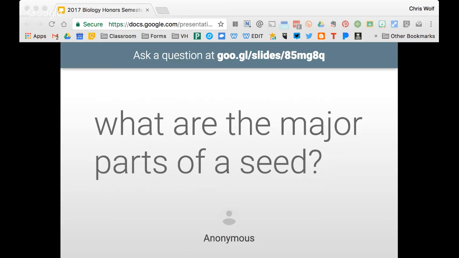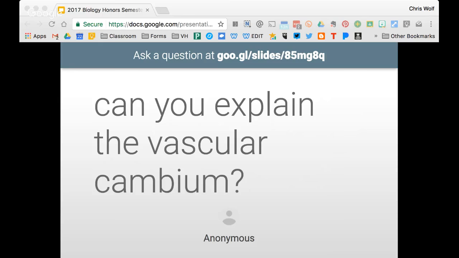Can you explain the vascular cambium? Sure. The vascular cambium is the part of secondary growth that produces new xylem and new phloem. That's the meristem that produces the secondary growth of a plant, and it pushes outward. So as the growth occurs, the vascular cambium moves outward with that growth, because it's producing xylem towards the interior and phloem to the exterior.